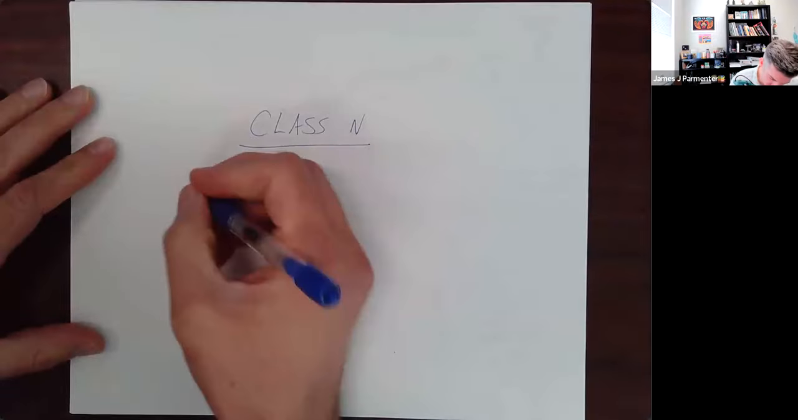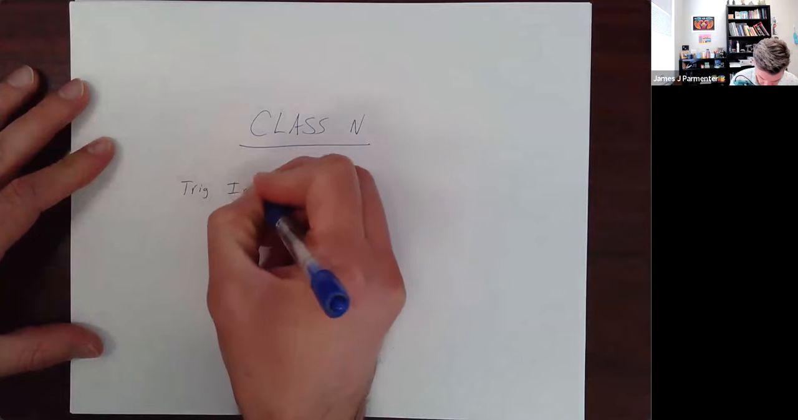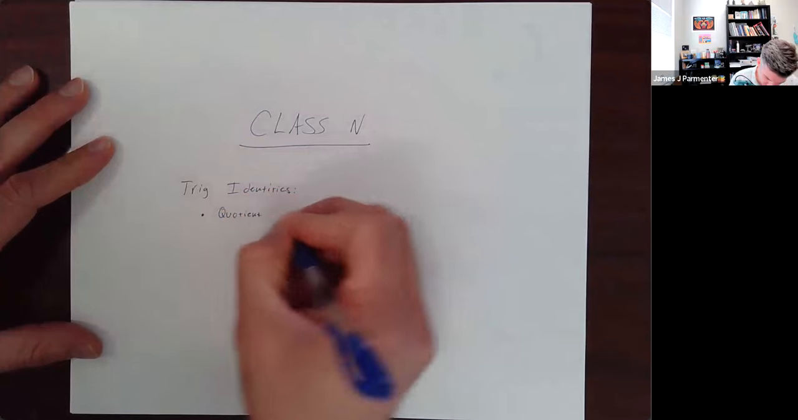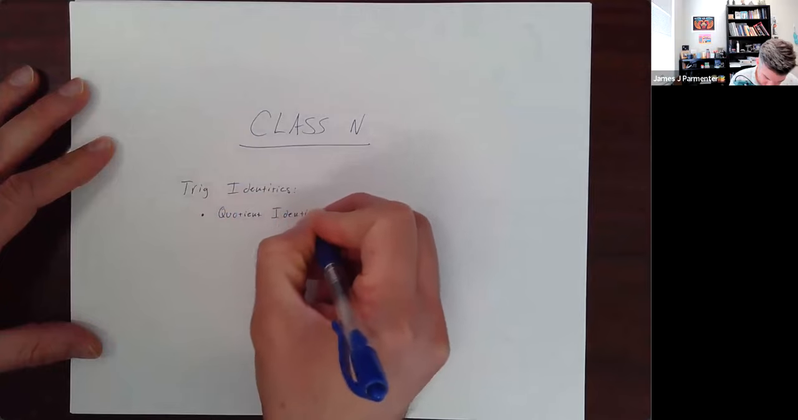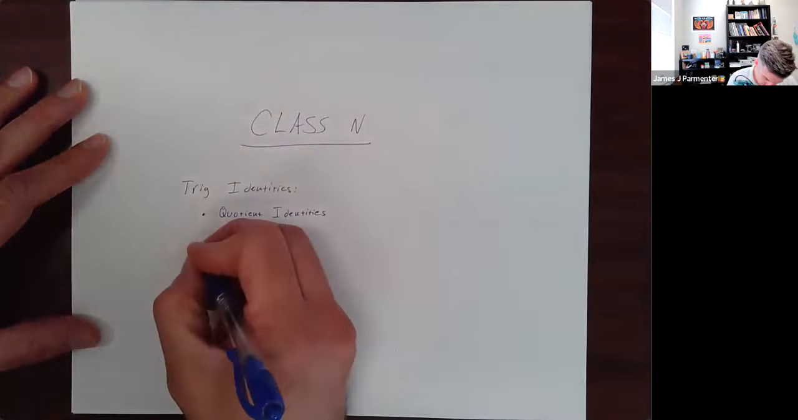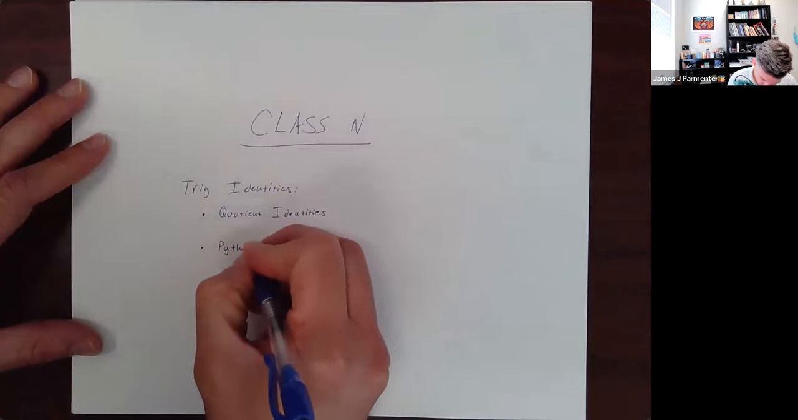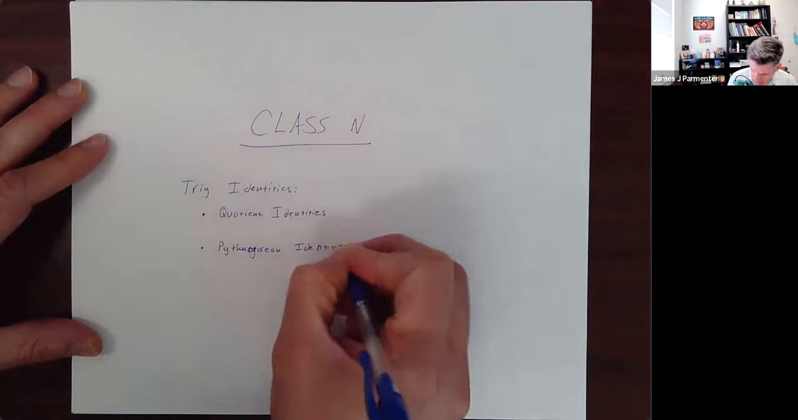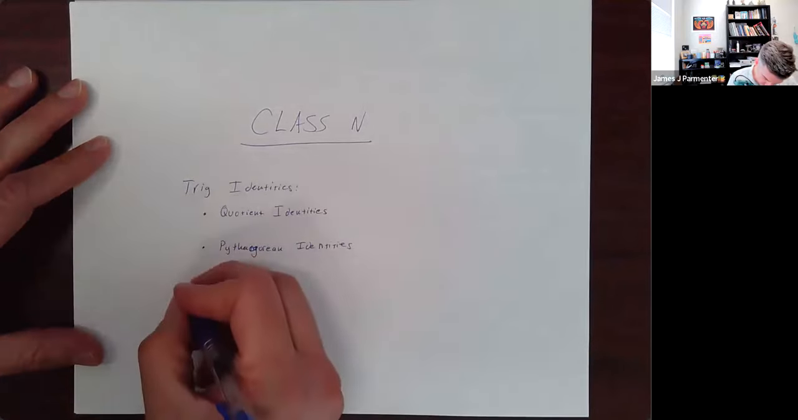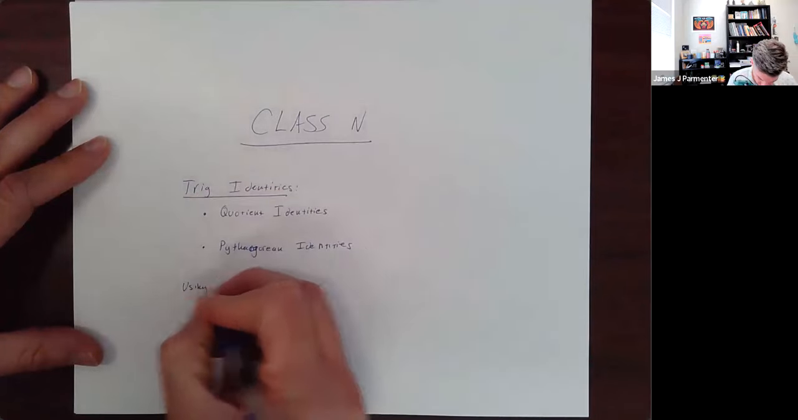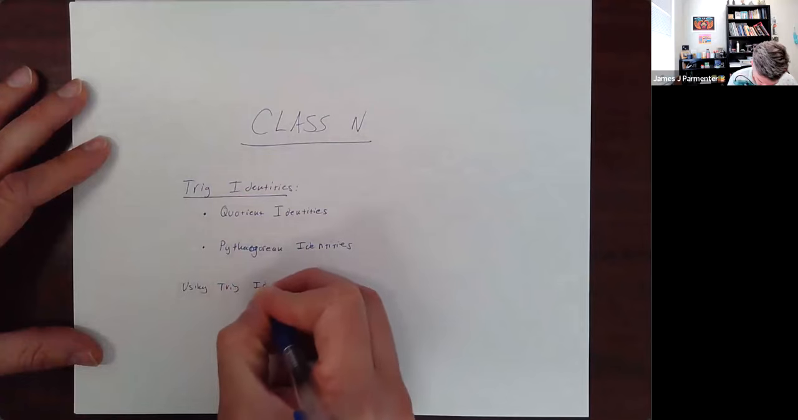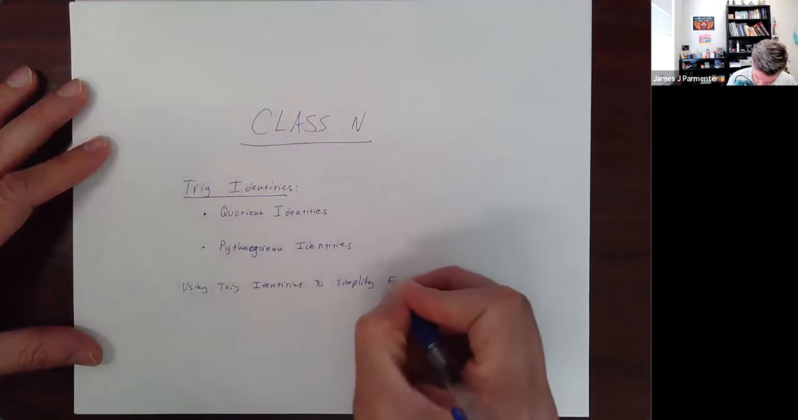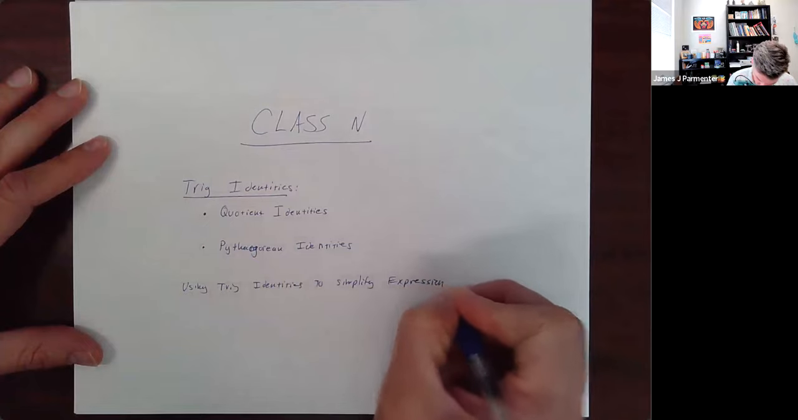So we're going to talk about some trig identities. Specifically, the quotient identities, which just means the ones that look like fractions. We've already kind of talked about those, but we want to make them a little more formal. And the Pythagorean identities. And then lastly, we'll have some examples using trig identities to simplify expressions. That's what we're doing today.